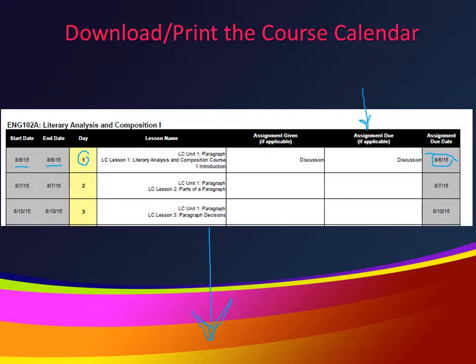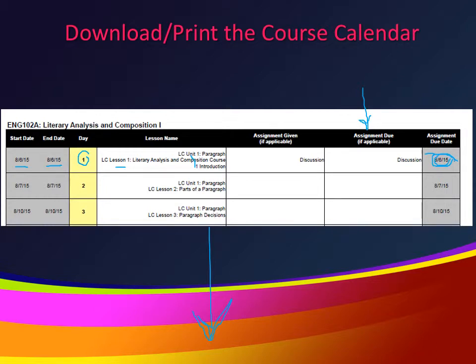So in this particular case, for day 1, there is a discussion that you need to do, and you can see that it's Literature and Composition Unit 1, Lesson 1. So there it is, Lesson 1, Unit 1. So you would go into the class and go to Unit 1, Lesson 1, and then do the discussion after going through the lesson, and make sure that you turn it in by this date.